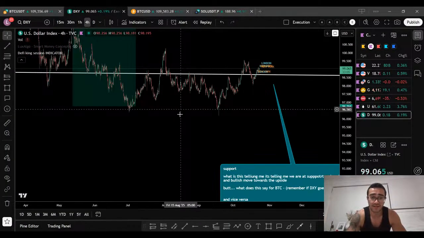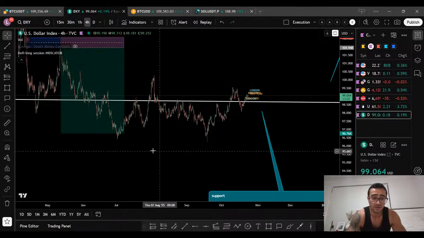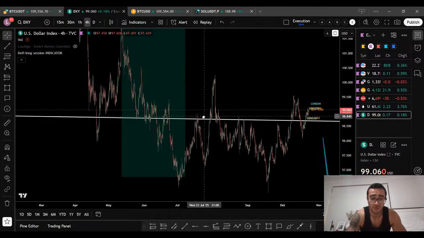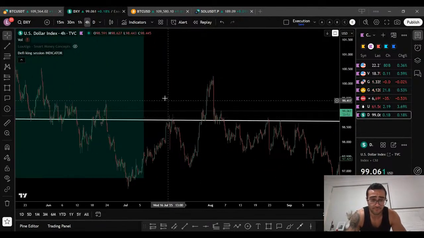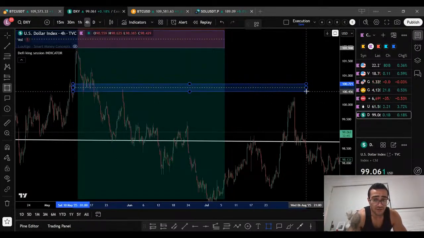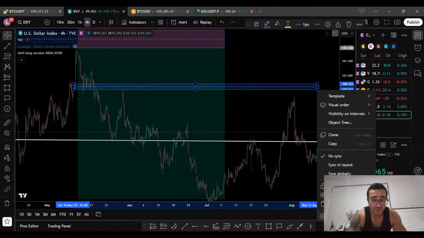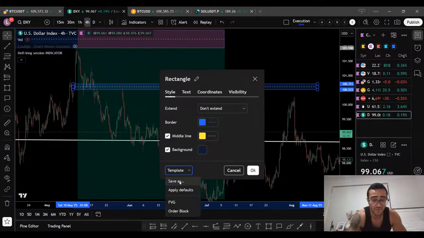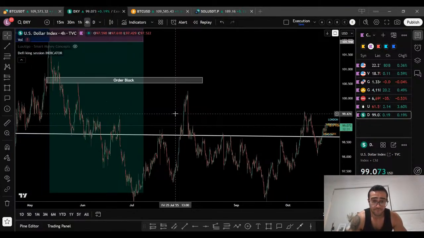We've also come back down and once again respected that order block. This here is the order block. Right there. Now, as I draw this in, you can see it's been respected twice. Once. Almost a second time. I wouldn't actually confirm that as a second one.